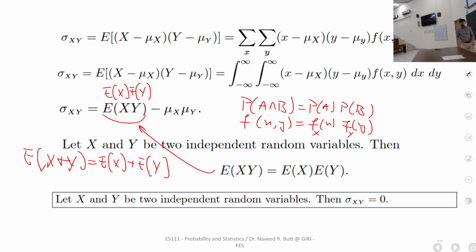Yes, clear? Now, in this problem, there is no mention of independence or anything, so we will not use this part, but we will use some of these parts.